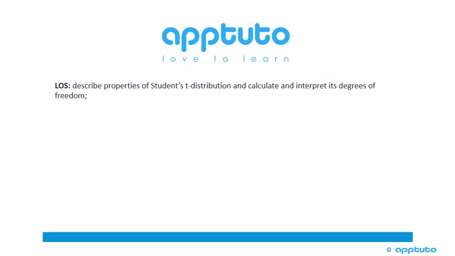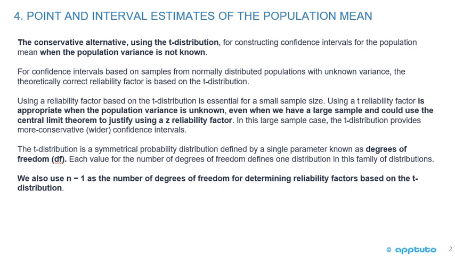This LOS is to describe properties of students' t-distribution and calculate and interpret its degrees of freedom. Point and interval estimates of the population mean. So when we do not know the population variance, then a conservative alternative is to use the t-distribution for constructing the confidence intervals for the population mean.